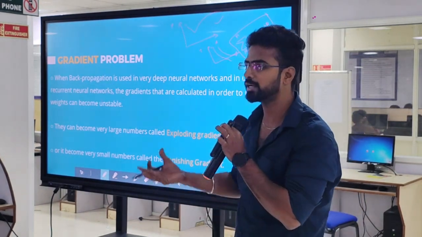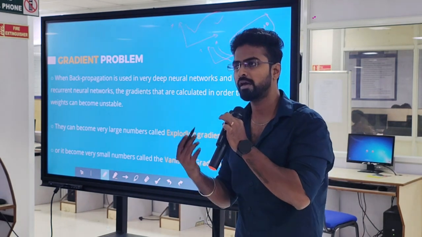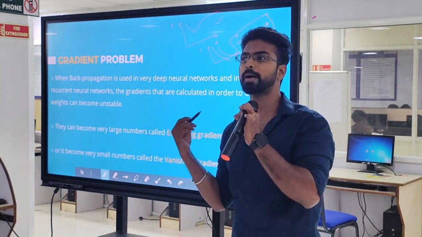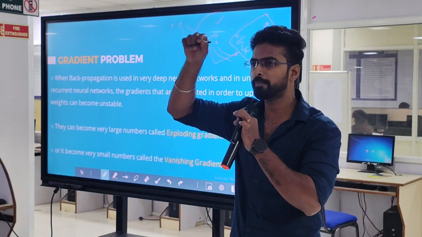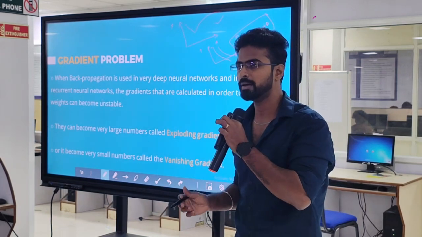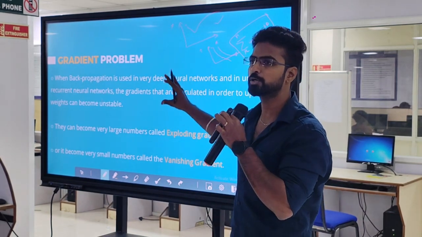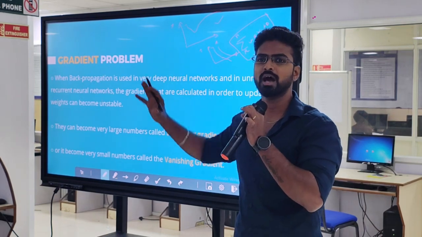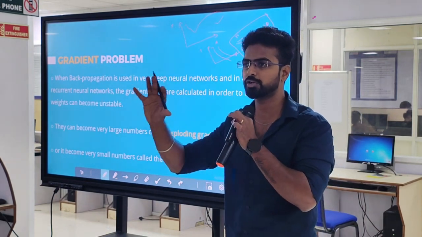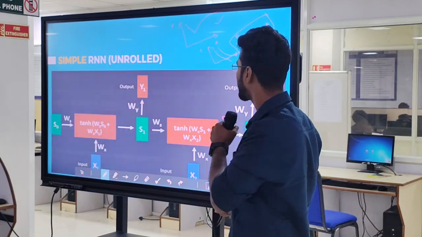So these exploding and vanishing gradient problems happen when you are not doing proper backpropagation. If you are doing proper backpropagation, tuning the values is fine. But in our architecture, we are not able to do proper backpropagation. The reason is our construction of the architecture is quite different. So how are we handling this problem?